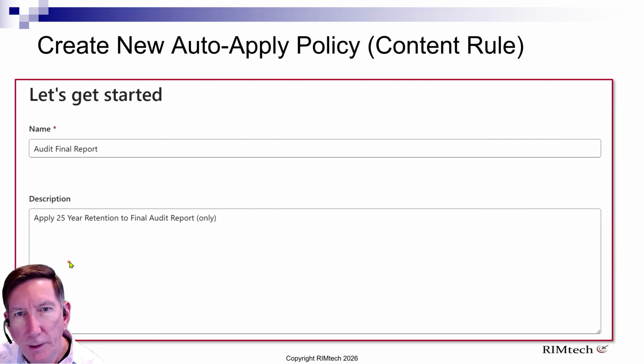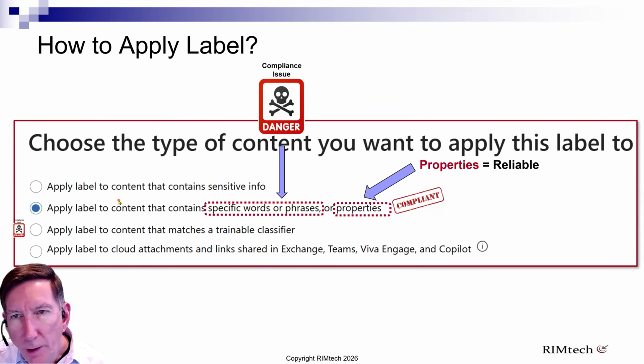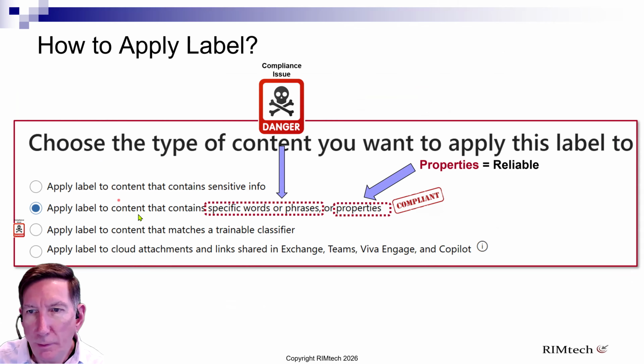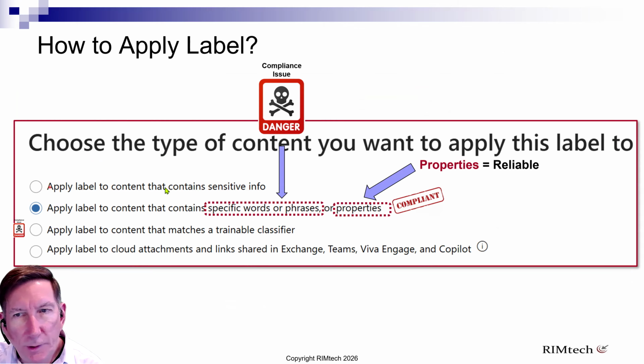So let's build one, shall we? It has a name and a description. I'm going to call this one Audit Final Report. So now, first step in the wizard is I got 4 choices. Okay, nothing wrong with the first choice, but we're not here to talk about sensitivity. We're here to talk about records, so that's irrelevant. Apply label to content that matches a trainable classifier. Oh, no, no, no, no, no, no. That's the AI thing again. Apply label to cloud attachments. Not even completely sure what that is, but I'm cool with it. I've just never done it.